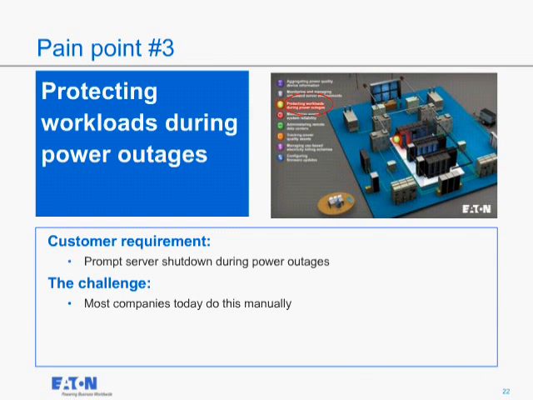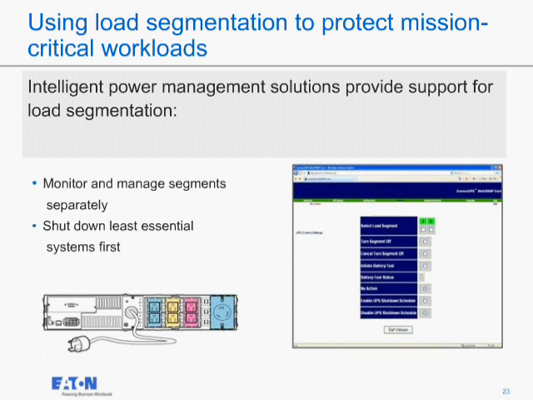Okay, so this brings us to pain point number 3, which is protecting workloads during power outages. This has always been our mission number 1 in the power industry, ever since our industry came into being 40 years ago or so. The customer requirement is always prompt server shutdown during power outages. One of the challenges is that a lot of companies today do this manually. They don't take advantage of what is offered in intelligent power management solutions.